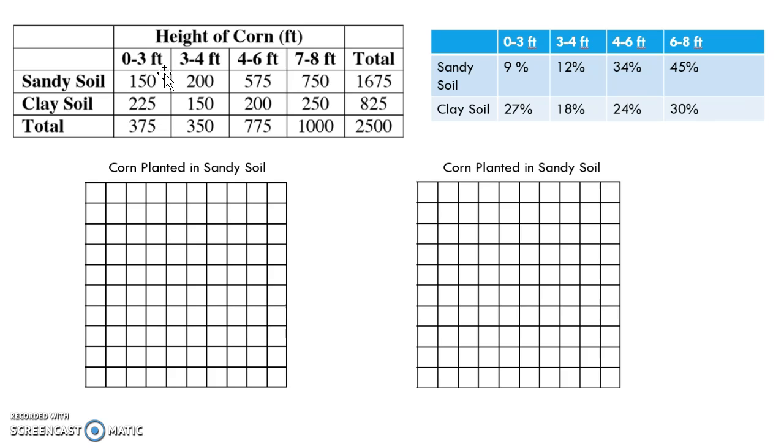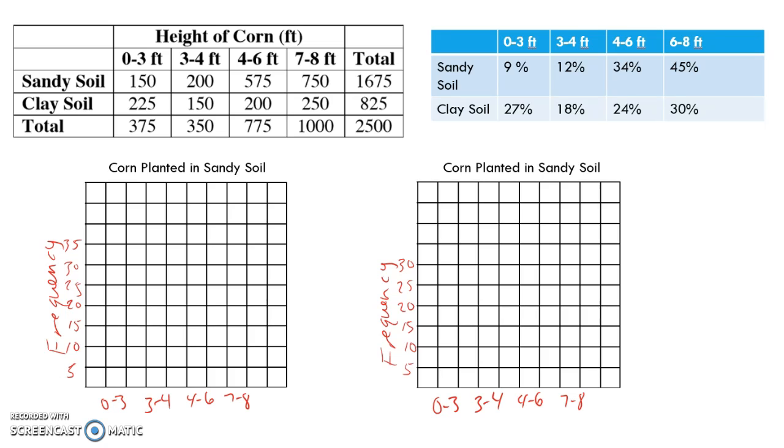So to build this bar graph, I'm going to be labeling the bottom here with our categories. So we've got a 0 to 3, a 3 to 4, and a 4 to 6, and a 7 to 8. So there's the rest of it labeled, fast forward. So we can use our percent. So these frequencies are the percents. So we've got for our sandy soil, 9%. So we can put a bar approximately here. And for our 3 to 4 feet height, about 12%. And for our 4 to 6, 34%.